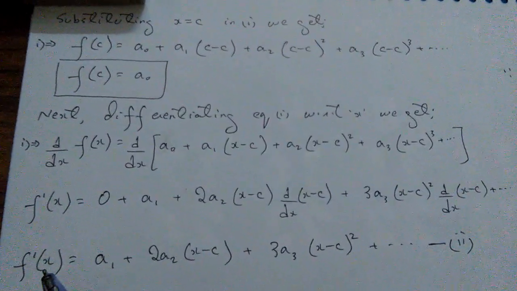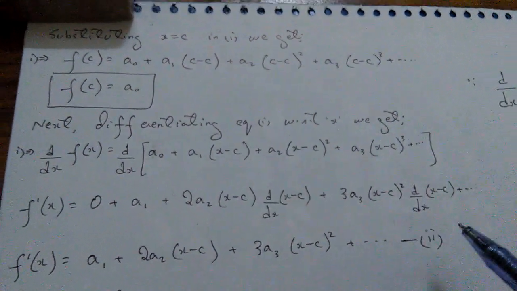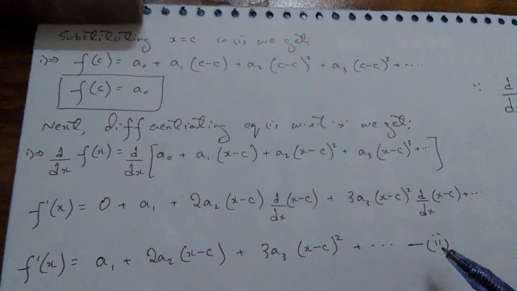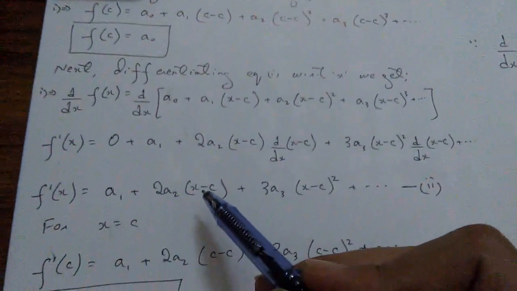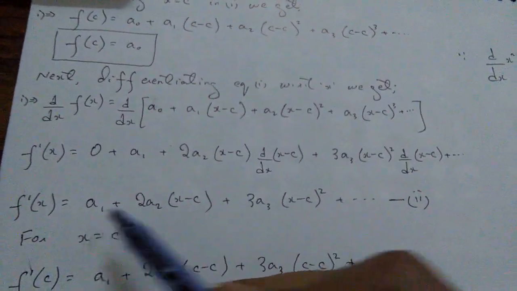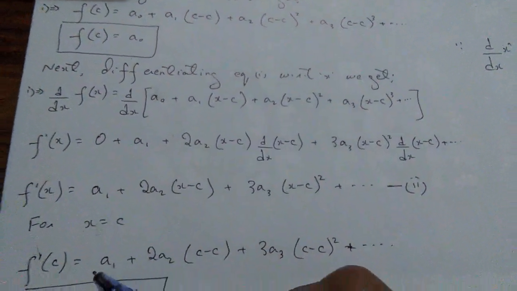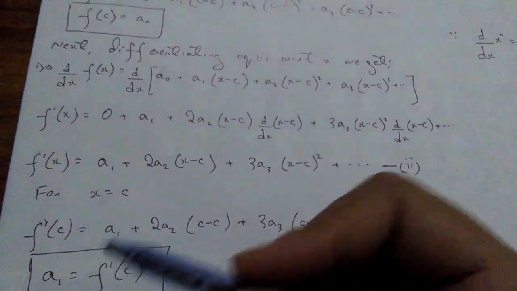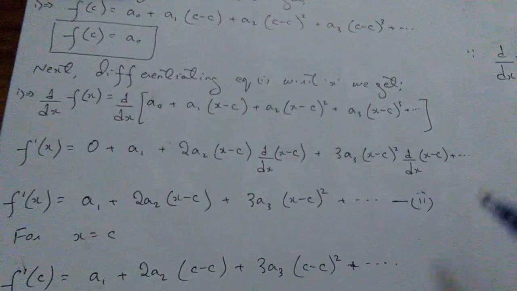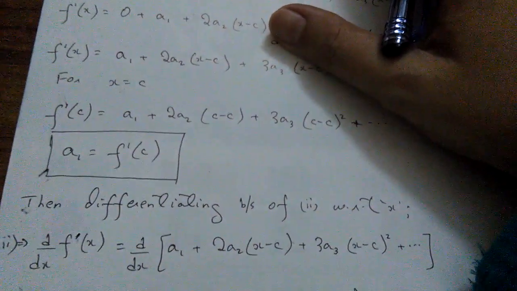So we got this as f dash x, and then we replace our x by c once again, and this is our equation number 2. When we replace x by c, all these terms except this one vanish and become 0, and now a1 is expressed as f dash c. Now we are going to differentiate equation number 2 once again with respect to x in order to get the second derivative.